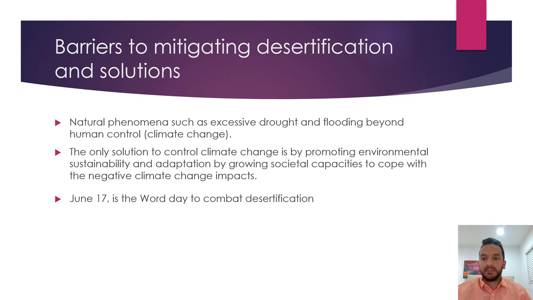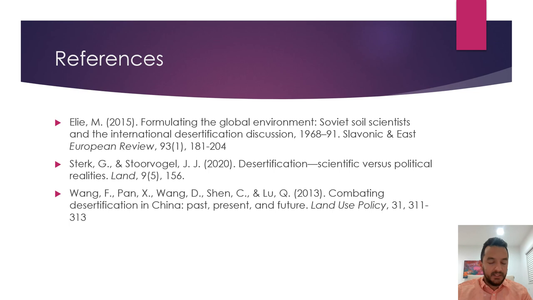Acid rain is out of control because past human action has led to increased carbon content. It is challenging to control its adverse effects. Therefore, it will be significant for the global population. A solution to control climate change is by promoting environmental sustainability. Additionally, adapting by growing social capacity to cope with the negative climate change impact will reduce its negative impact in an attempt to solve the desertification problem. This is the end. Look at this reference: LEM 2015, STG, and Warren Fipen.